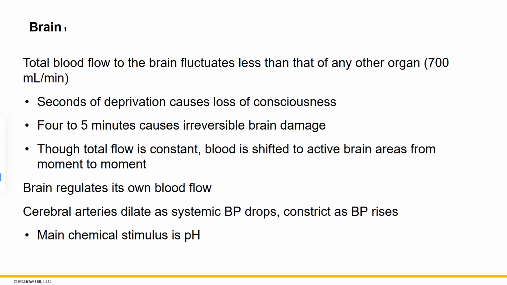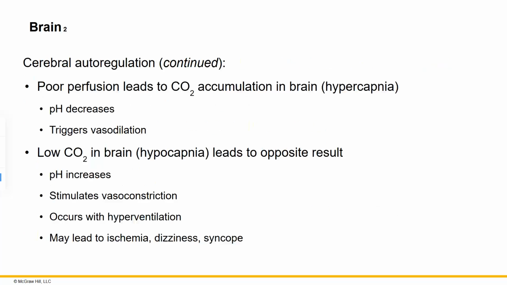The brain, total blood flow to the brain fluctuates less than that of any other organ. Seconds of deprivation can cause loss of consciousness. 4 to 5 minutes causes irreversible brain damage. Brain regulates its own blood flow through mechanisms that we previously described. Poor perfusion leads to carbon dioxide accumulation in the brain. Low carbon dioxide in the brain, though, leads to the opposite result. pH increases, stimulates vasoconstriction, occurs with hyperventilation, and may lead to ischemia, dizziness, and syncope.